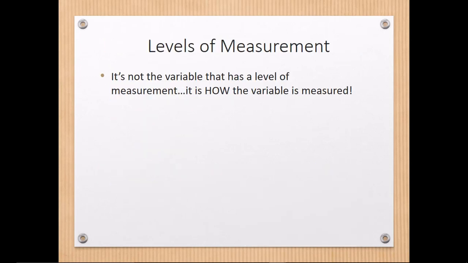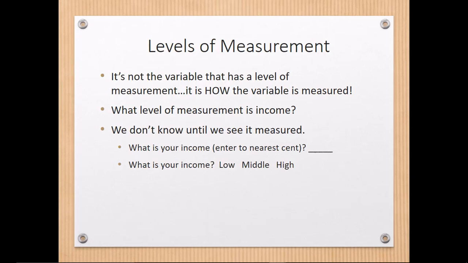We can't tell the level of any variable by knowing just its name. We need to know how it is measured. This information is available in a study codebook that outlines specifically how variables are measured in a study. For example, what level of measurement is income? Think about that for just a moment. Well, we don't actually know until we see how it is measured.